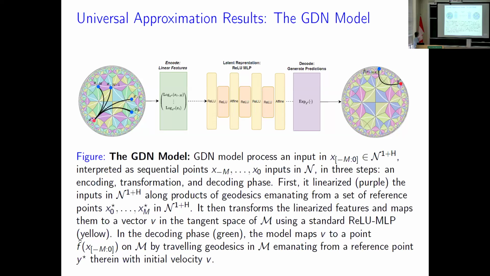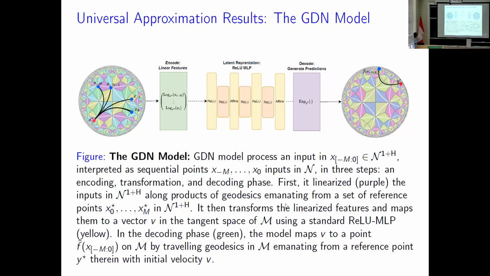So this is the geometric deep neural network model that Anastasis developed in his work. How does it work? It takes in input this point in the input manifold, and you can interpret this input as a sequence of points from -m up to 0. This is in the input space, and the process has three steps: an encoding, a transformation, and a decoding phase.